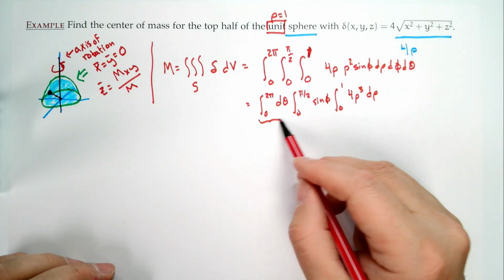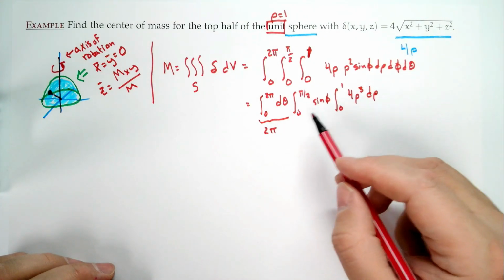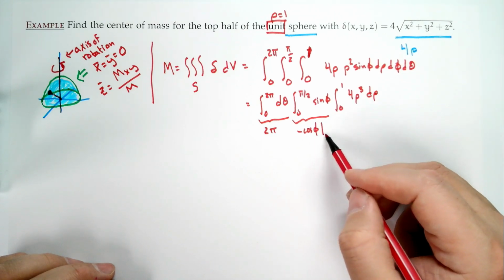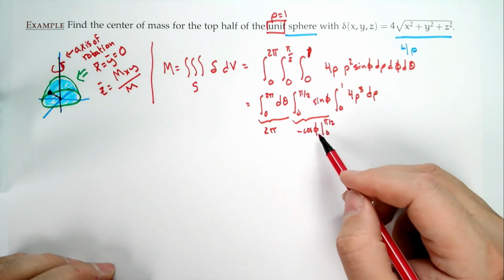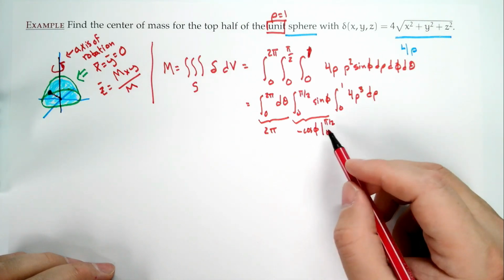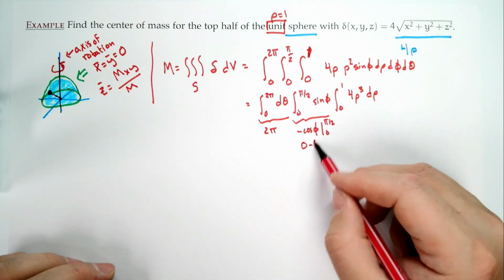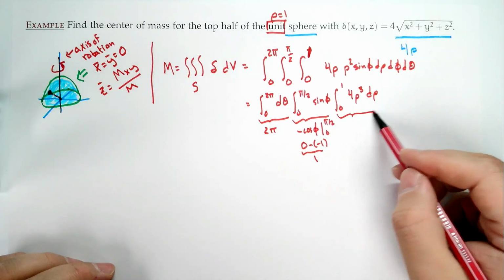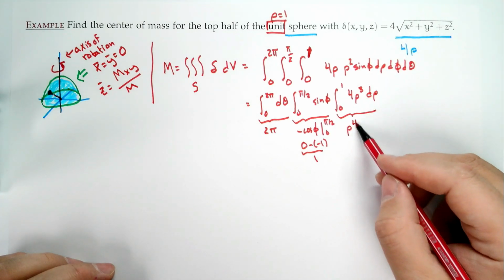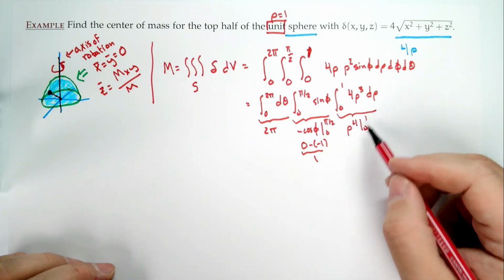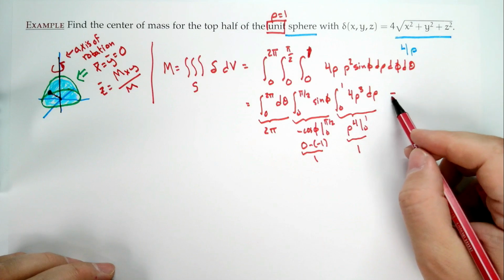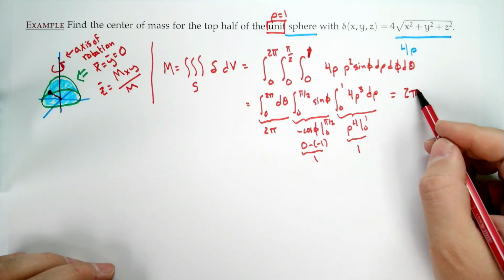So the first integral, 2 pi. Second integral, well, minus cosine phi from 0 to pi halves. Cosine of pi halves is 0. Cosine of 0 is 1. So it becomes 0 minus minus 1, also known as 1. And this integral, well, that's nice. Rho to the fourth from 0 to 1, which gives us 1, which means our mass is 2 pi.